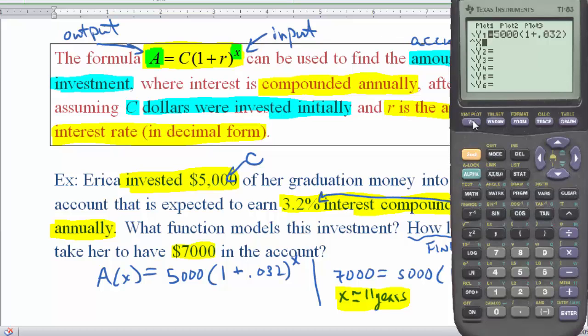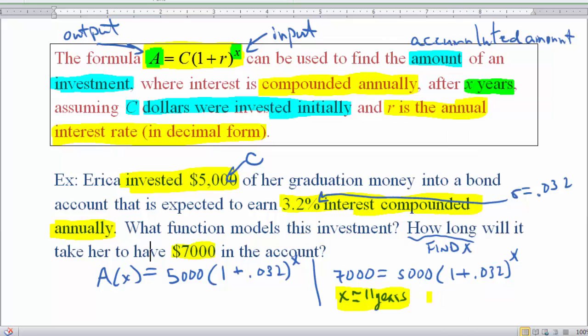And what do I need to do? I just need to put a second function in here, y2 equals 7,000, and now I'll have this horizontal line coming across and intersecting my graph, and that intersection point is what I want. And my precise value would be 10.682, right?